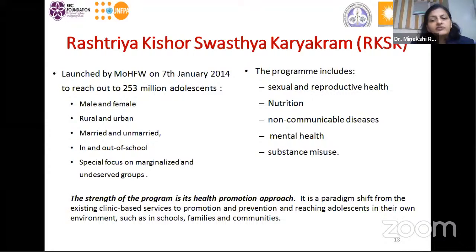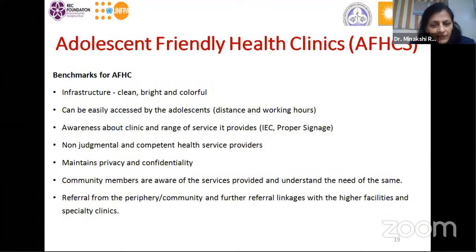This is about sexual and reproductive health, nutrition, non-communicable disease, mental health, and drug abuse also. These are the clinics that we are already running. Benchmarks for these clinics: they should be presentable, and it is good if we have proper signage, because adolescents may be very hesitant to ask. So it is better if it is well depicted and easily understandable, and we can maintain privacy and confidentiality.